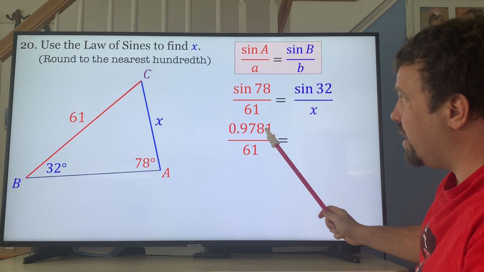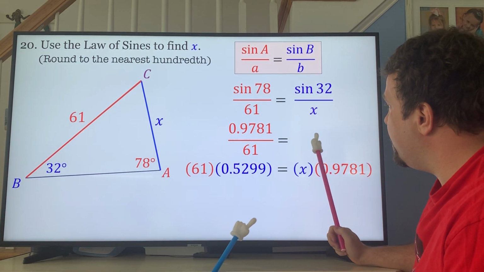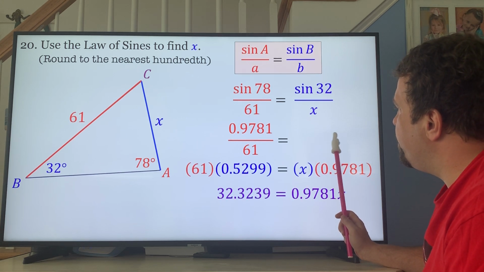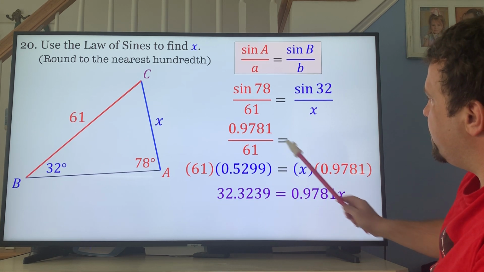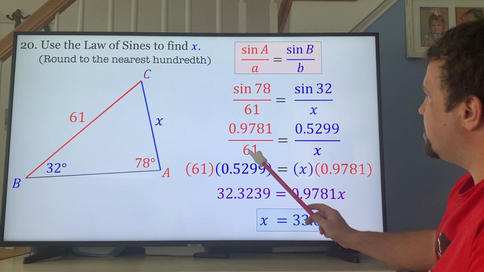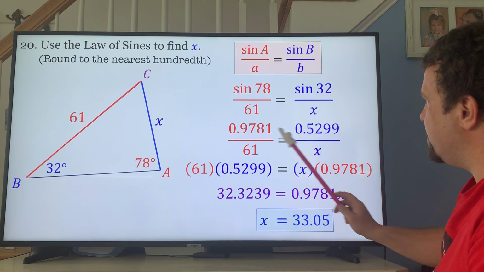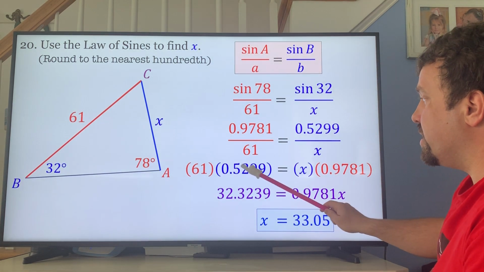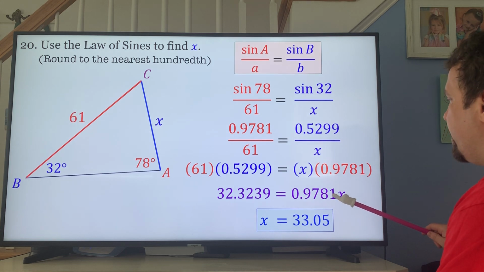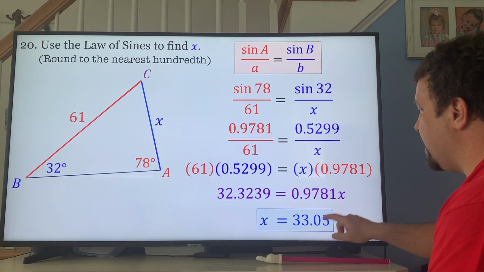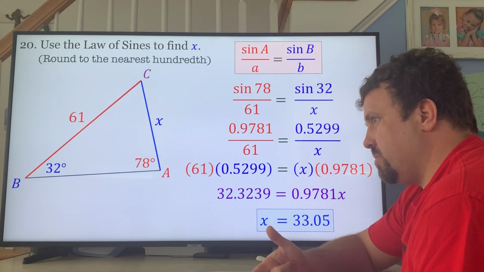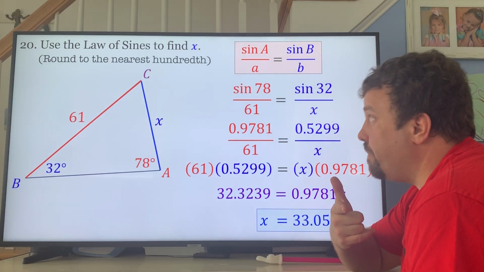Sine 78, you get a number. Sine 32, you get a number. And then you cross multiply. This times this, x times this, and 61 times this. These two things get multiplied to be 32.3239. Then you divide both sides by whatever's next to the x and you get 33.05. Awesome. You got it right too, right?